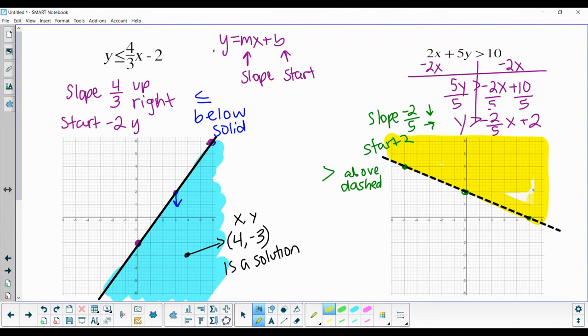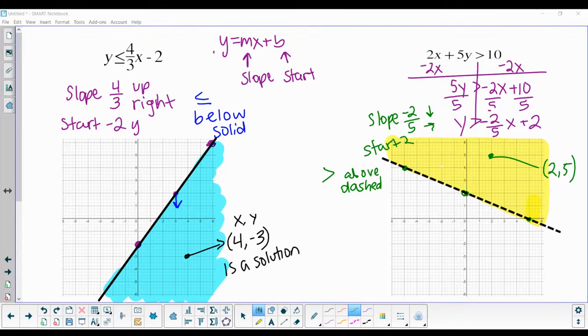Same rule applies if I want to pick an area that is a solution. I can pick any coordinate as long as it's in this yellow area. So I could always do, let's say, 2, 5. Hopefully this helped you guys out. Good luck graphing.